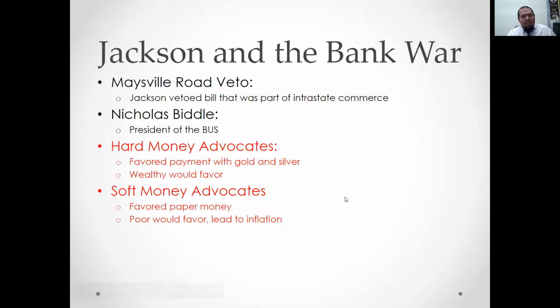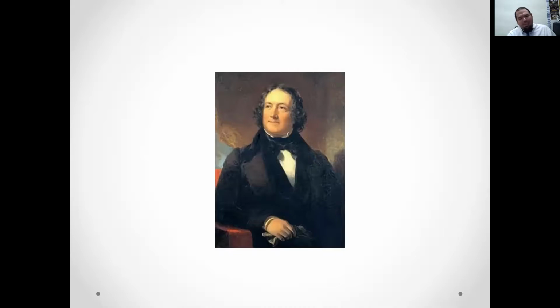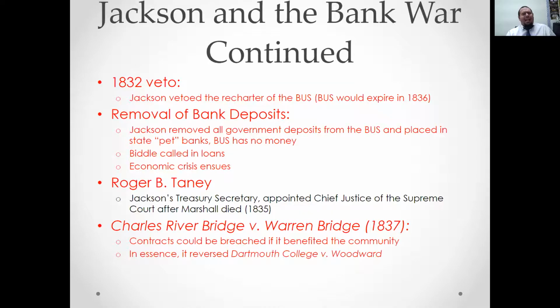Oh, I forgot that. That's Nicholas Biddle. My bad. I was like, who is this guy? So the 1832 veto, Jackson vetoed the recharter of the Bank of the United States before the bank charter even expired. It would eventually expire in 1836. So Jackson, he just doesn't like it, okay? He's very anti-Eastern establishment, correct?